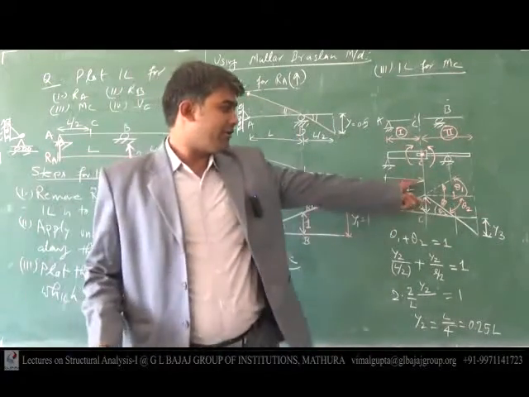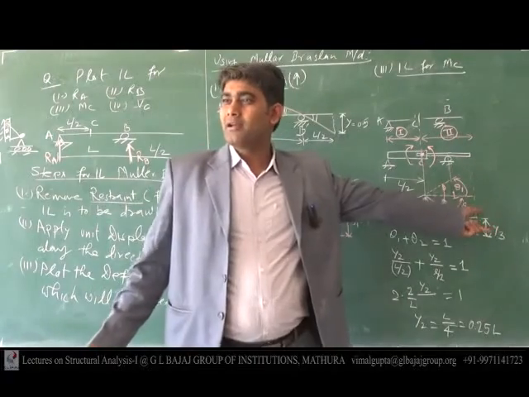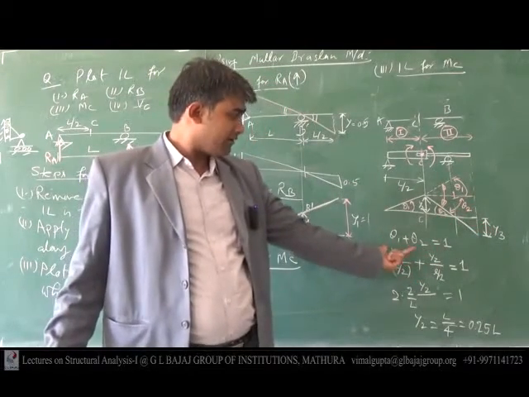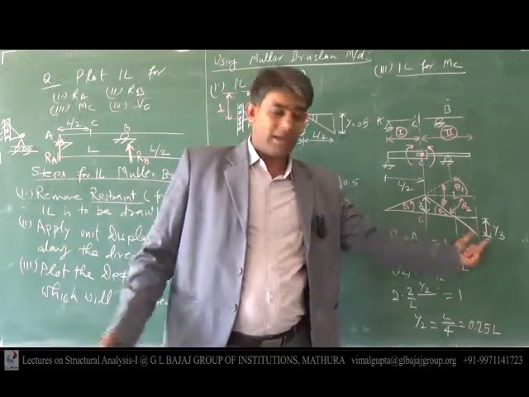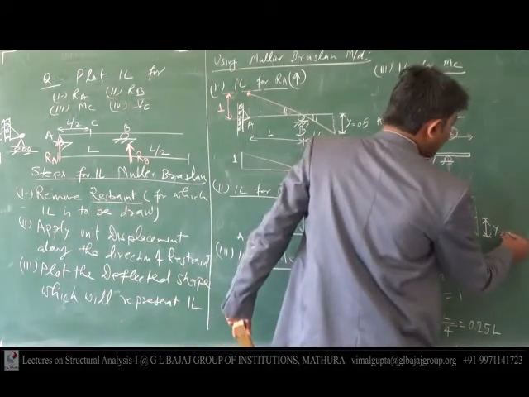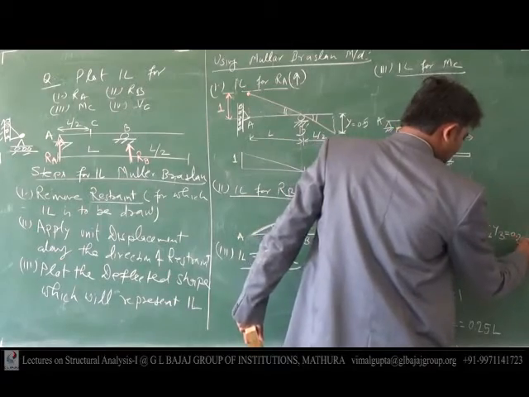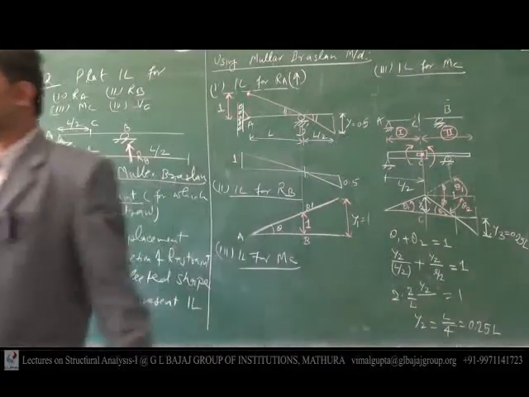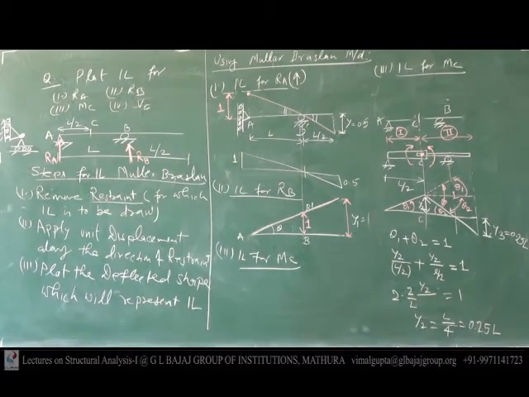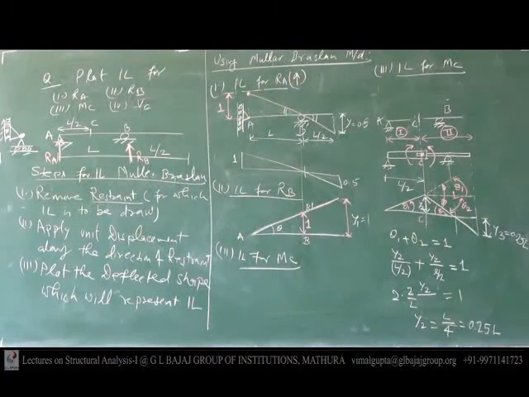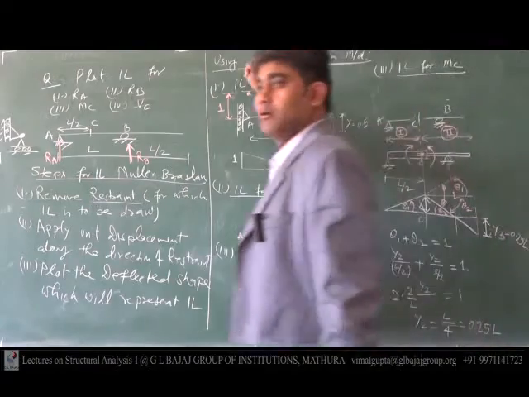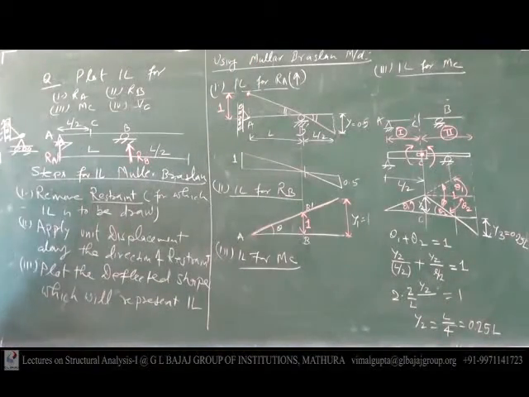If that value is known to you, then y3 can also be calculated, and I think it will be same because this one length and this one length is same. So that will also be 0.25 L. So this is the procedure how you can plot the IL using which one? Muller Breslau. Clear? Simple.